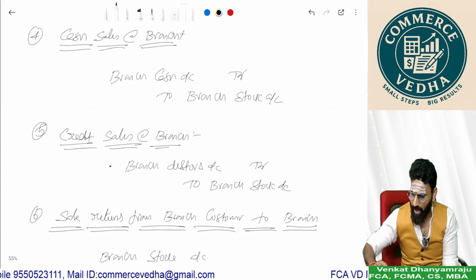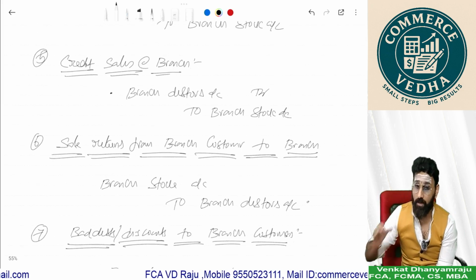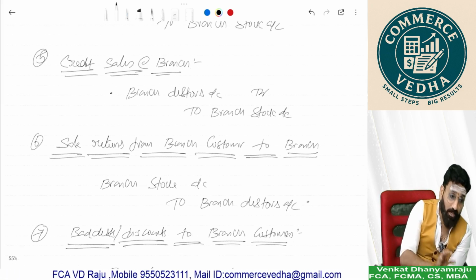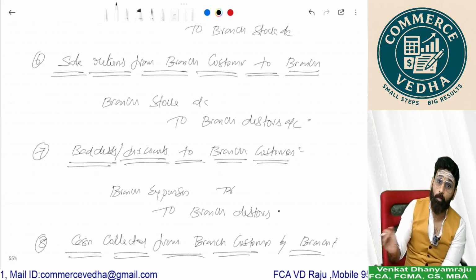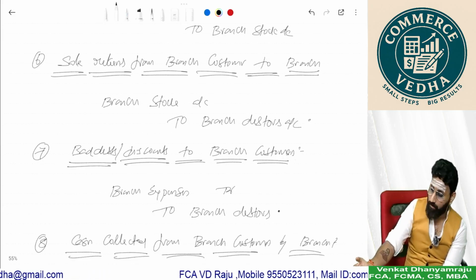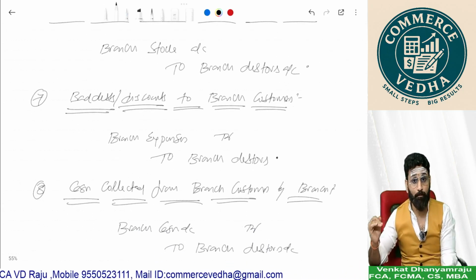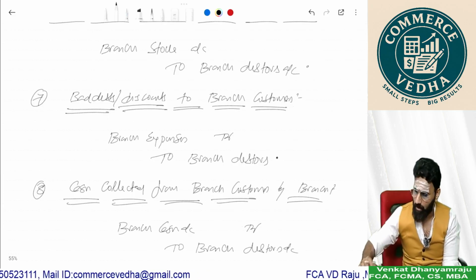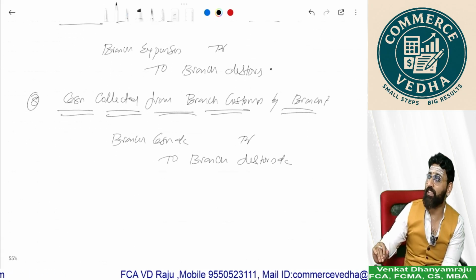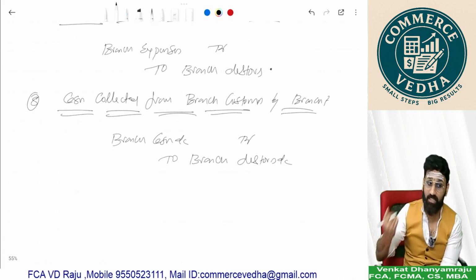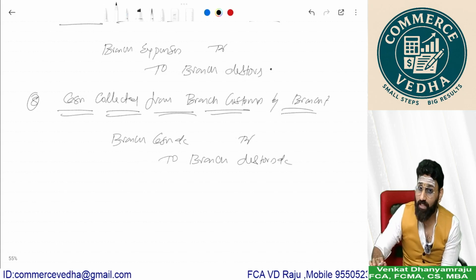See, I recorded cash sales at branch cash to branch stock. I recorded credit sales at branch debtors to branch stock. I recorded returns to branch by the customer, branch stock to branch debtors. And I recorded bad debts and discount, both are expenses. So branch expense to branch debtors, because they are non-cash expenses. Cash is not going out, but debtors are reduced. So credit the debtors. This expense is non-cash.